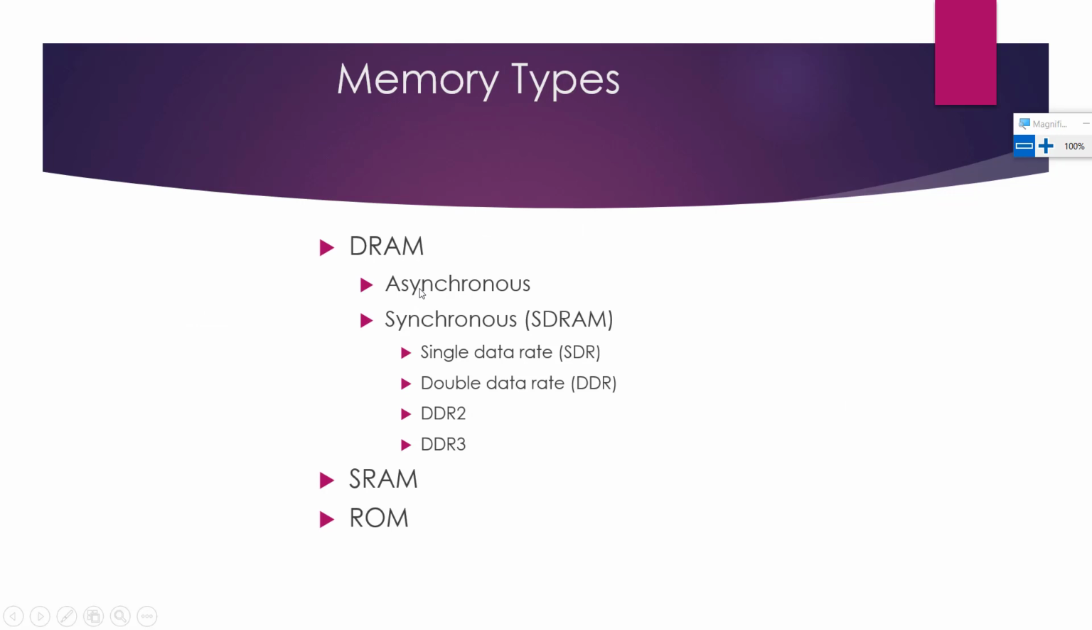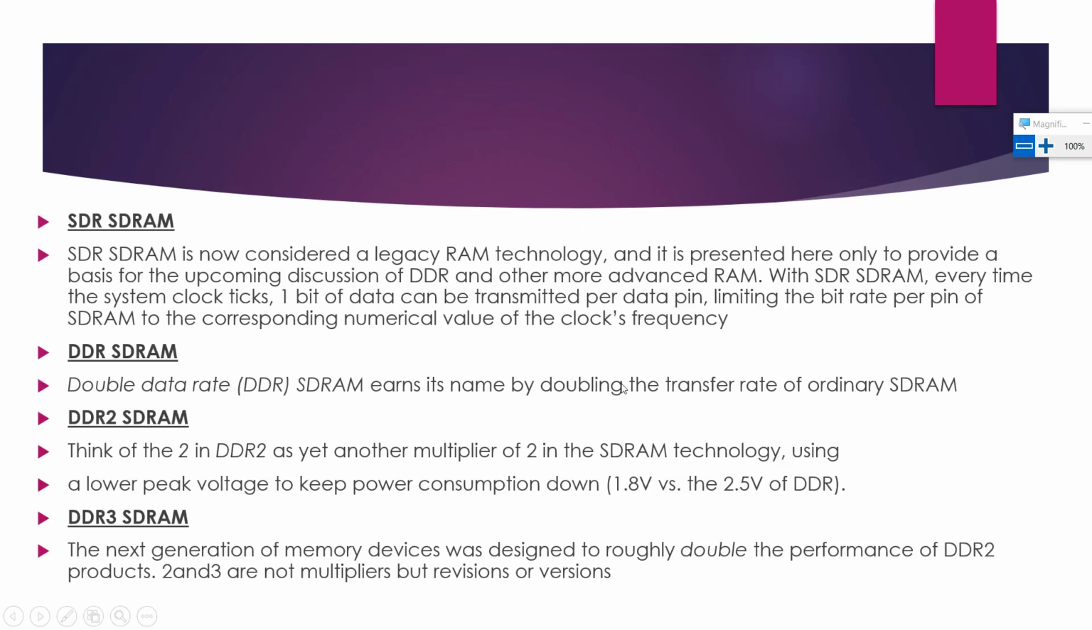Okay, so that's what we understand there. Then there is SDRAM, DDRAM, DDR2, DDR3. SDRAM is now considered a legacy RAM, so it's pretty much gone, and it is presented here only to provide a basis for the upcoming discussion of DDR. With SDRAM, every time the system clock ticks, one bit of data can be transmitted per data pin, limiting the bit rate per pin of SDRAM to the corresponding numerical value of the clock's frequency.